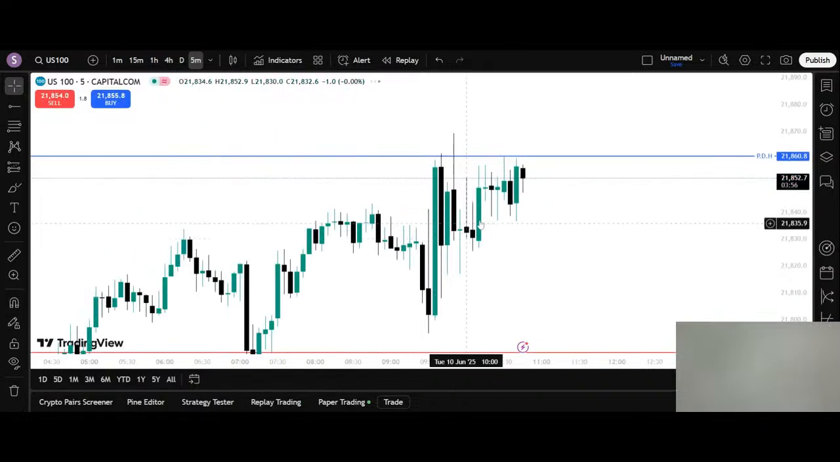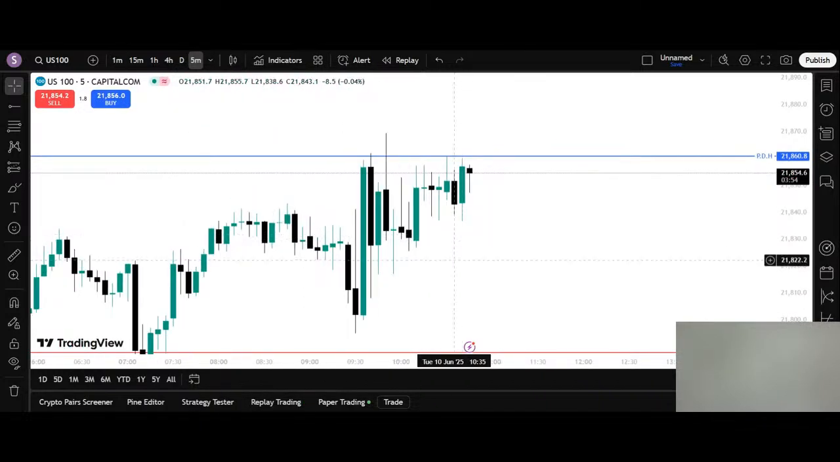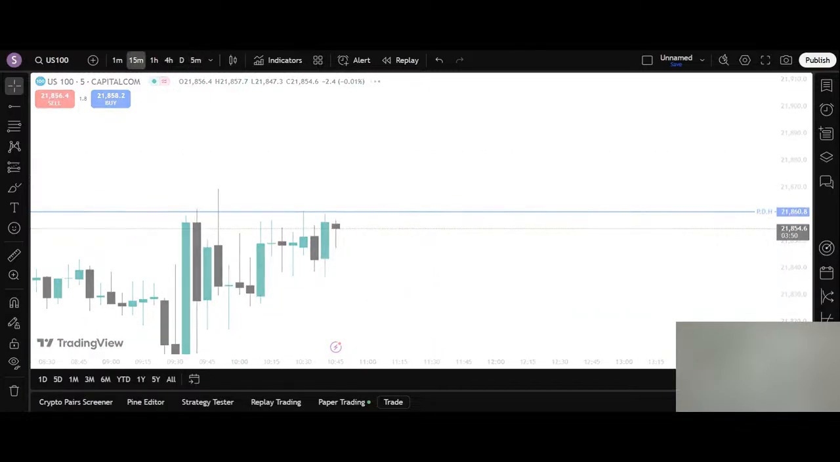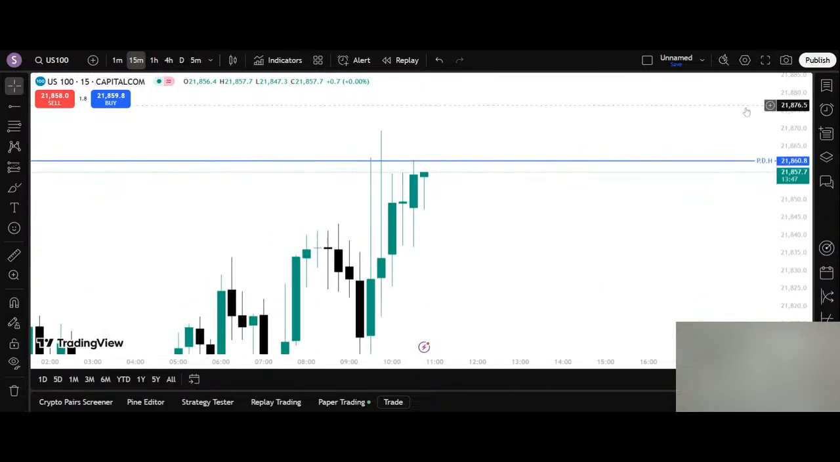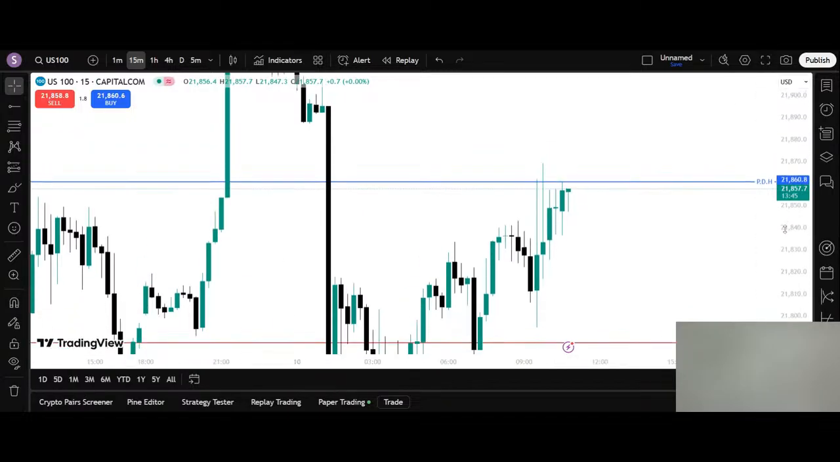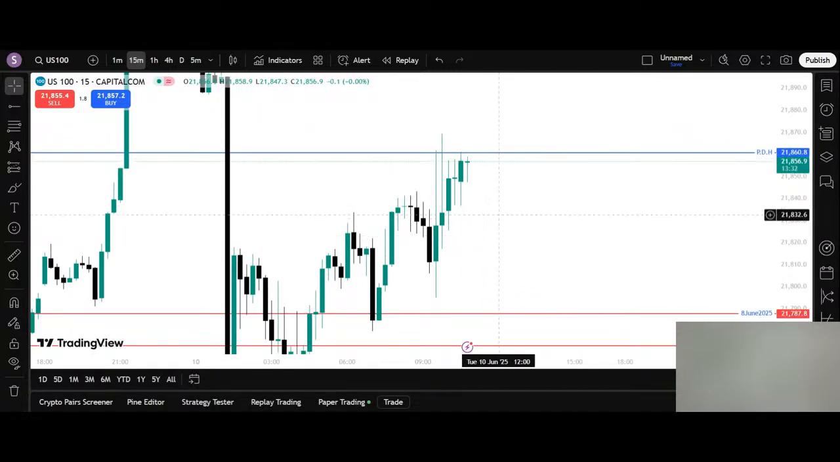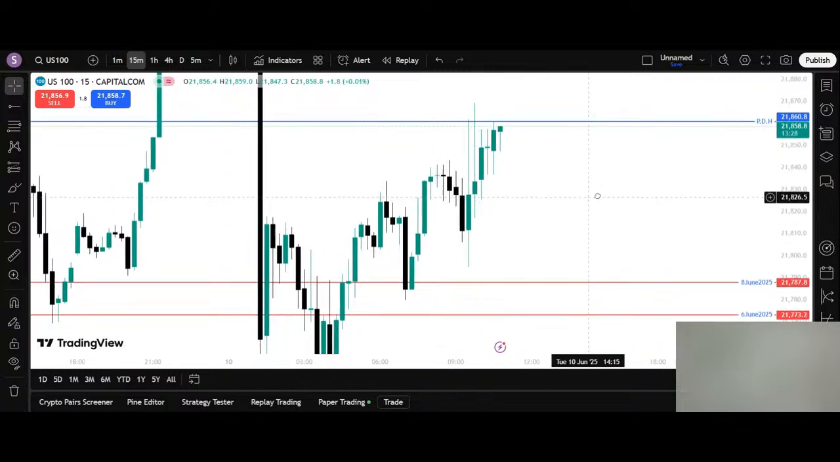Let's see the 5 minute chart. My dream setup would be if price pumps, takes this up, goes a little bit further, and then crashes and gives a sell setup. That would be great, but we don't always get what we want. So we just have to wait for it.